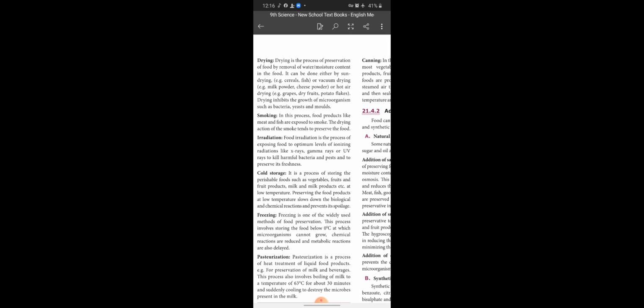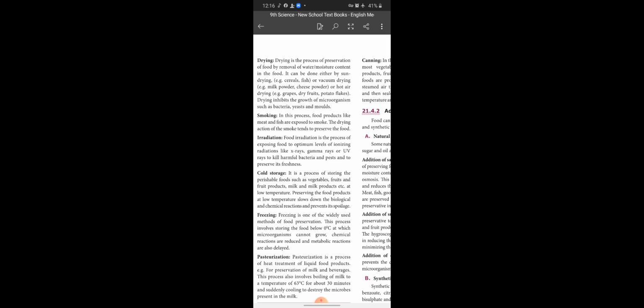Next one is smoking. In this process, food products like meat and fish are exposed to smoke. The drying action of the smoke tends to preserve the food.